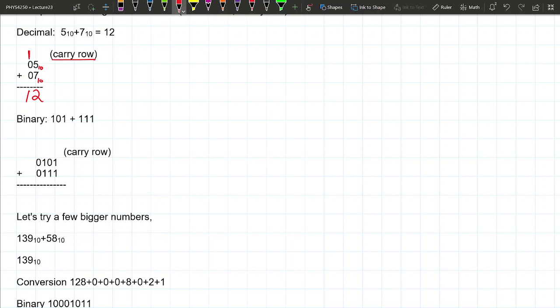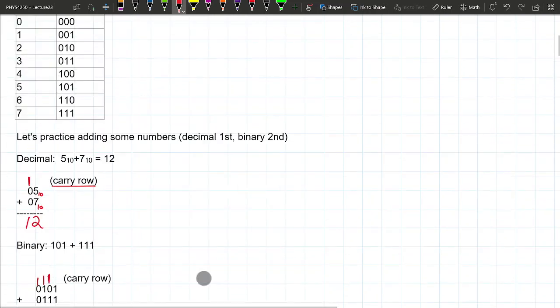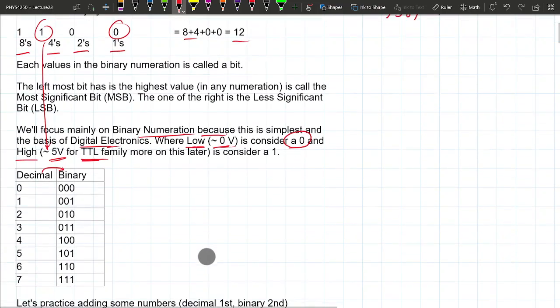So I add 1 plus 1. What's 1 plus 1? 1 plus 1 is 0, but then it has a carry of 1. Then 1 plus 0 plus 1 is what? It's also 0 with a carry of 1. And then 1 plus 1 plus 1 is what? It's 1 with a carry of 1 also. And then 1 plus 0 plus 0 is, of course, going to be 1. And this is exactly the same result we got up here, I hope.